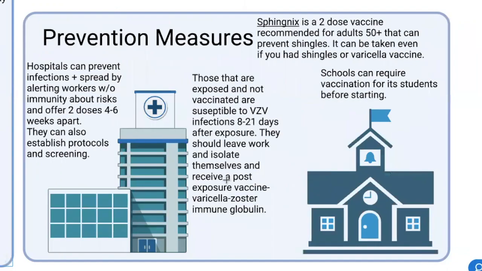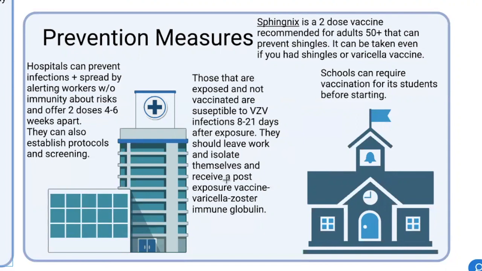Now let's discuss some ways to contain or eliminate infections. The number one thing to do is to be vaccinated, either against the varicella virus or shingles. Shingrix is a 2-dose vaccine recommended for adults 50 years or older that can prevent shingles, and it can be taken even if you had shingles or the varicella vaccine for chickenpox when you were younger.